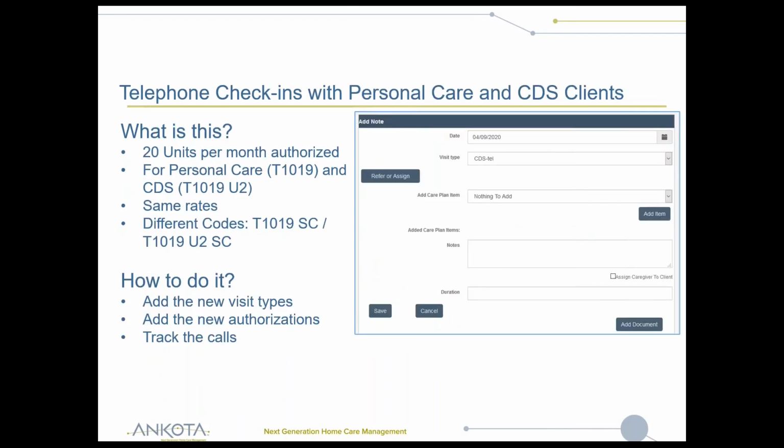And then the last one is that there are authorizations that are sort of automatic now, that anybody who has personal care or CDS is authorized for 20 units of telephone calls. So you could have supervisory check-ins, or basically call into the person and have somebody sitting in an office or even working from home calling them, and you could get reimbursed for that. If that's something you're not doing and you want help with, let us know. We're not exactly sure how long that program will stay in place, but it is still in effect as of this date in July 2020.